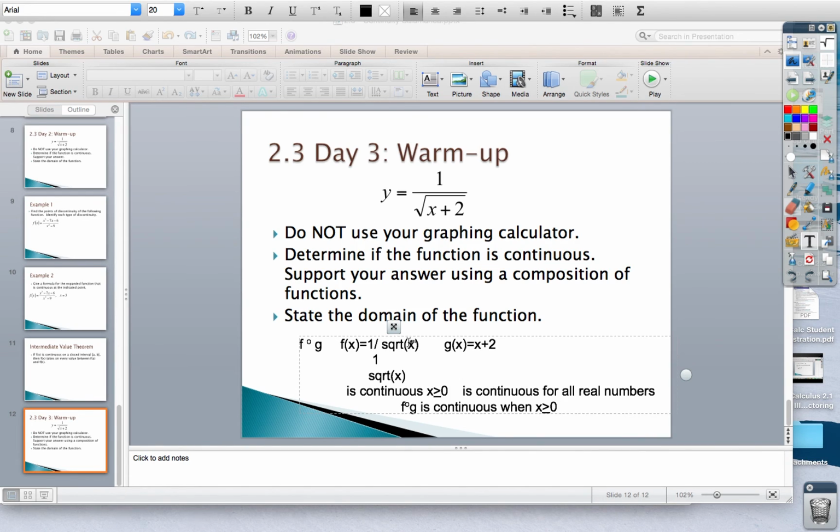Oh, my mistake. We know that both of these functions are continuous. Let me restate that. We know both of these functions are continuous where I said they were. But when we put the functions together, we know the function f of g of x is continuous when x is greater than negative 2. Otherwise, we'd have an undefined denominator. So together, they're continuous when x is greater than negative 2.